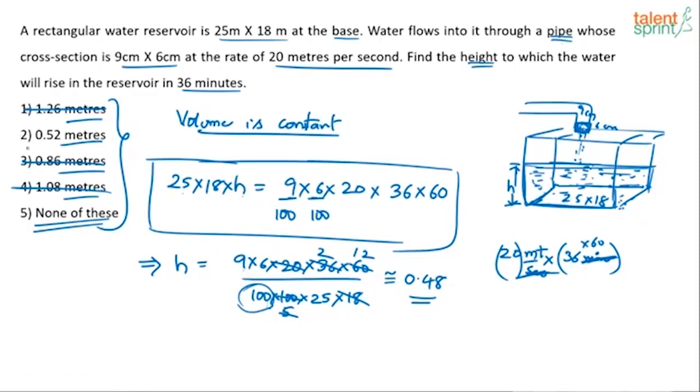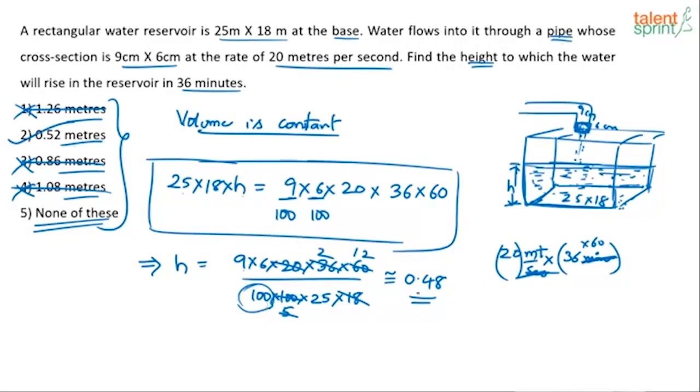Last few seconds left. Mark option 2, because at least the first, third and fourth options are eliminated. If you say, no, I don't want to take a chance, I want perfect calculation, exact calculation, then do it. That's all I can say. And find out if it is option 2 or option 5. But I think if I were taking the exam, I would mark option 2, because I'm sure the answer will be slightly more than 0.48, so 0.52 looks appropriate.